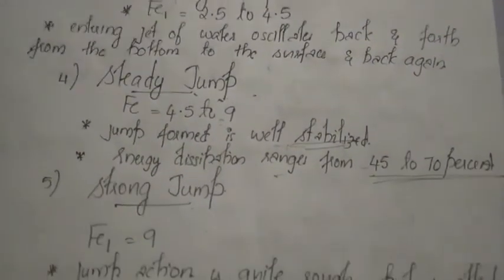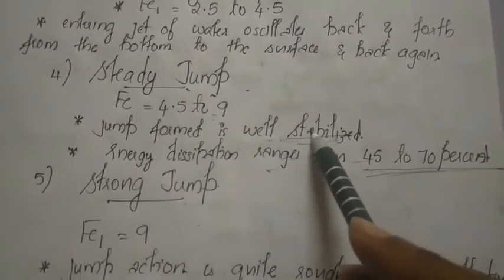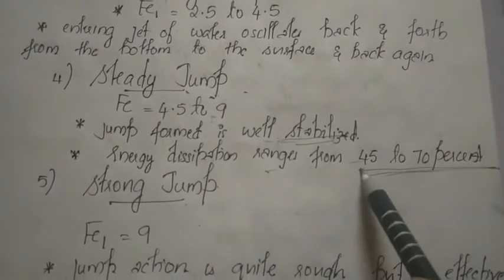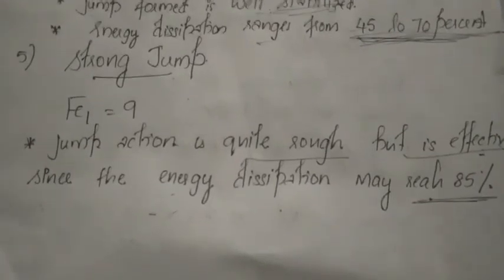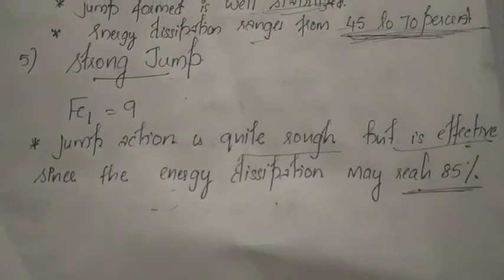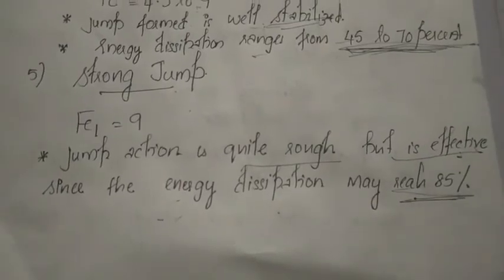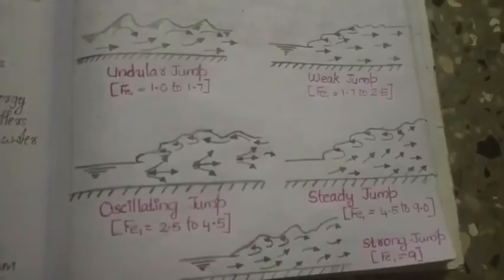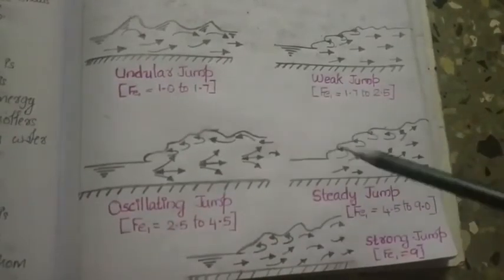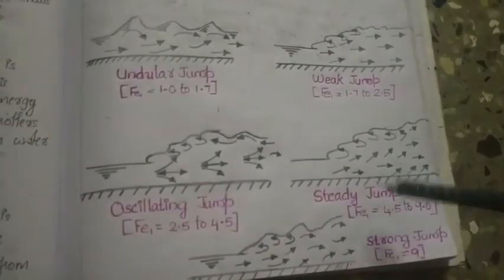Next is the steady jump, whose Froude number equals 4.5 to 9, and the jump which is formed is well stabilized, and energy dissipation ranges from 45 to 70%. And last one is the strong jump whose Froude number equals 9, and here the jump is quite rough but it's effective, and the energy dissipation may reach 85%. So these are the figures of the various jumps: undulate jump, weak jump, oscillating jump, steady jump and strong jump.